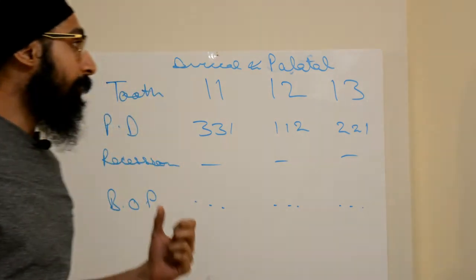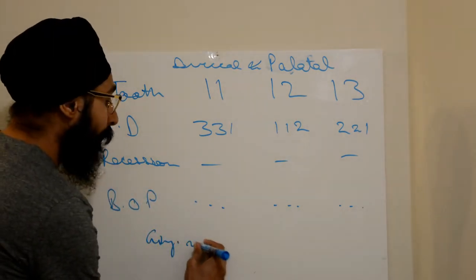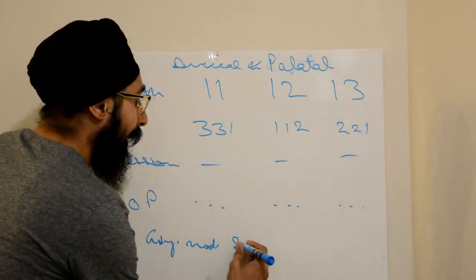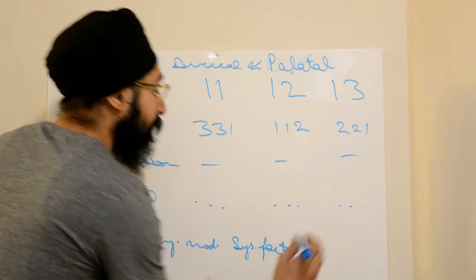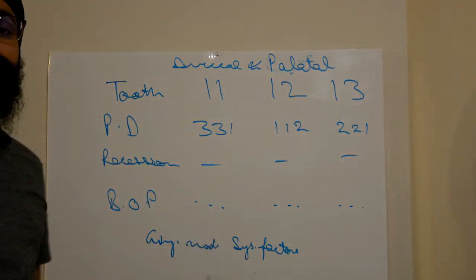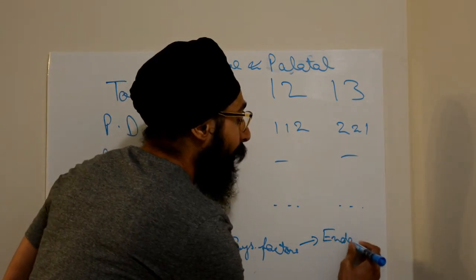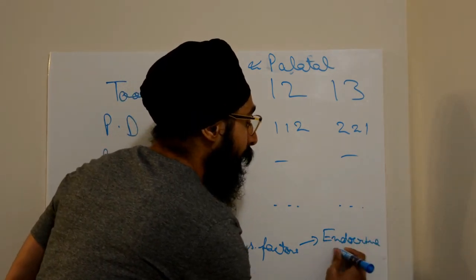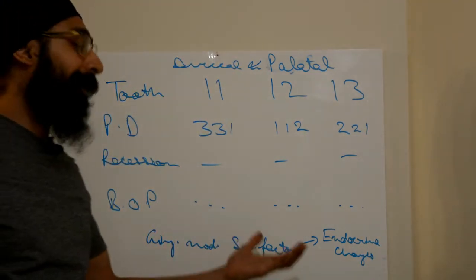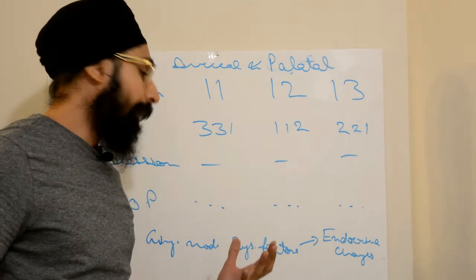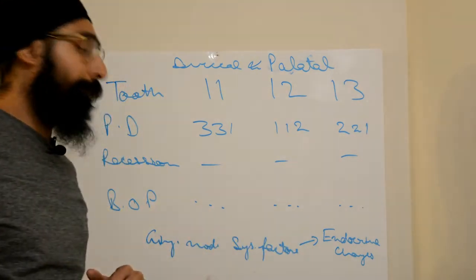So in this case the diagnosis will become gingivitis modified by systemic factors, because this systemic factor is because of the endocrine changes. Endocrine changes, that is hormonal changes, have exacerbated the inflammatory response of the body towards the plaque microorganisms.